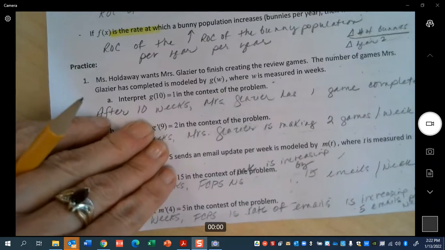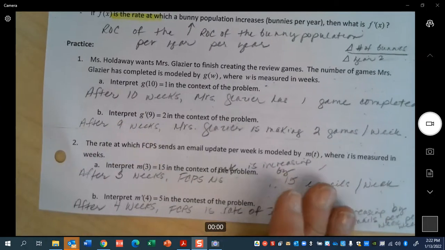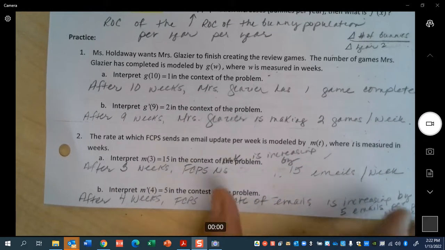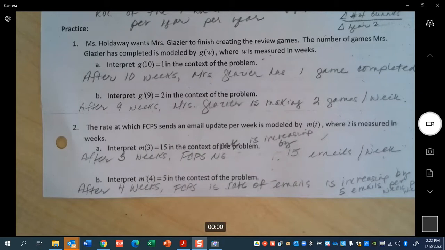What do I write down in 2A? After 3 weeks, Fairfax County's rate is increasing by 15 emails per week. Okay, thank you.